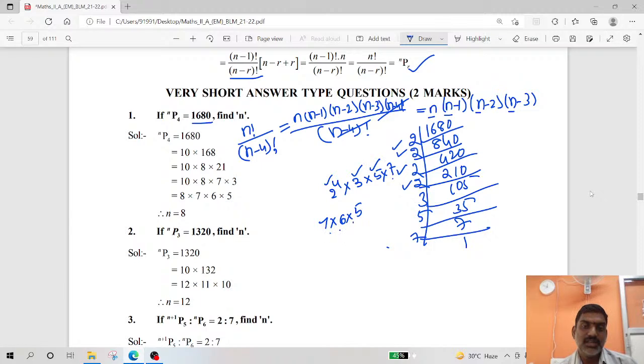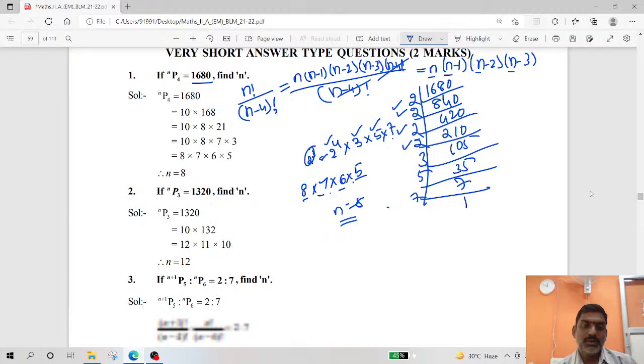If we move forward, we have to get 4. If we come back, we have to get 8. But in our hand, 2 to the power of 3 is left, so 2 to the power of 3 can be placed here. So nP4 is nothing but 8 times 7 times 6 times 5, and that is nothing but n times n minus 1 into n minus 2 into n minus 3. By comparison, we get n is equal to 8. That's it.